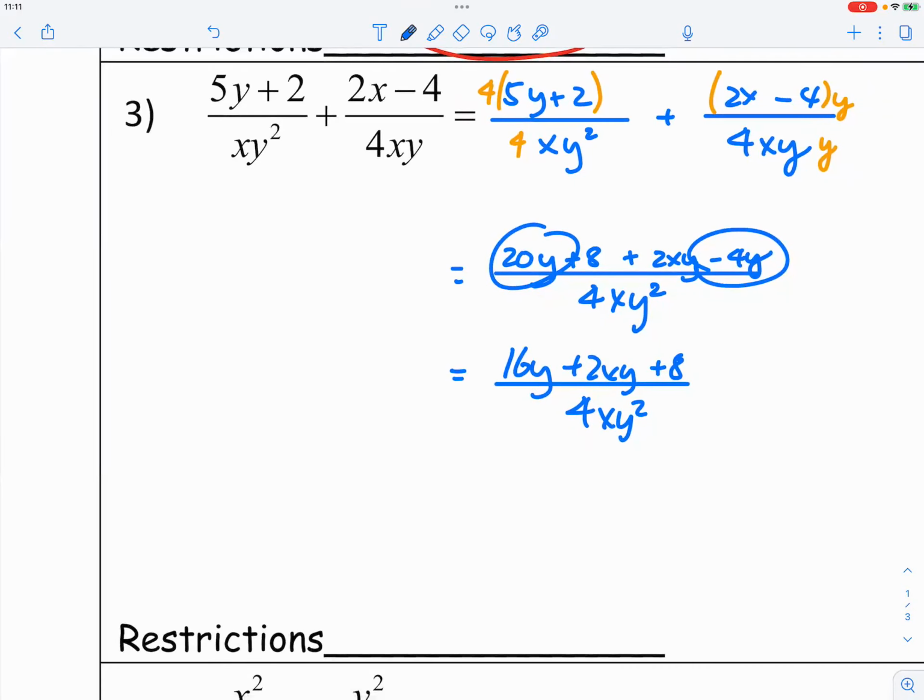And then we ask, what can't the denominator be? Well, the denominator cannot be 0. So that means x cannot be 0 and y cannot be 0, because if they become 0, the whole denominator would be 0. Okay, that's not something that we want to have. So that's it. That's for number 3.